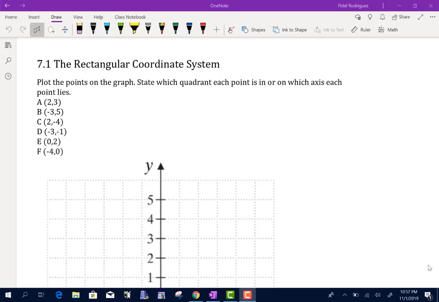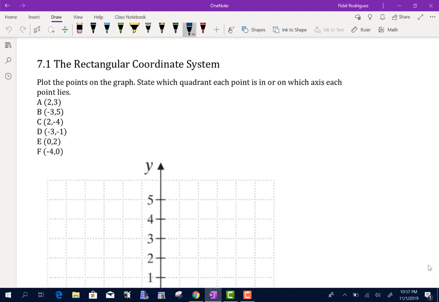All right, section 7.1 talks about the rectangular coordinate system. So guys, in chapter 7, we're going to be talking about plotting points. We're going to talk about drawing lines. Those are basically the two things we're going to talk about. We're going to do it in over 4 sections. So we're going to be doing a lot of plotting points, a lot of drawing lines, but the nice thing is because it's 4 sections, we're going to just do a little bit in each one, okay?